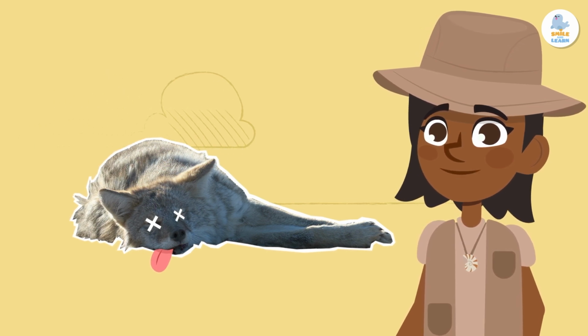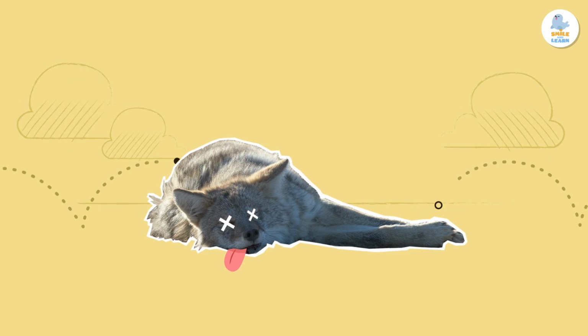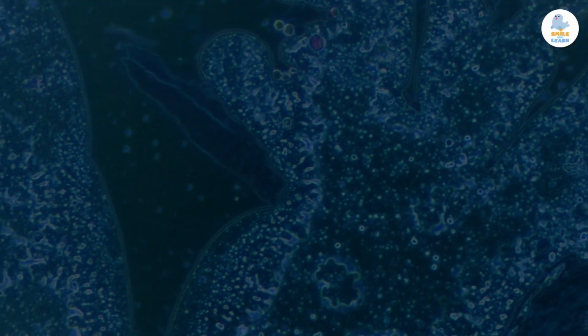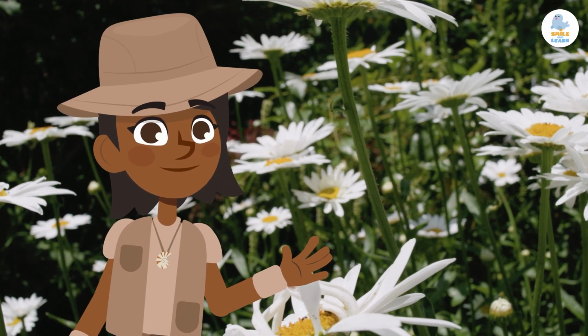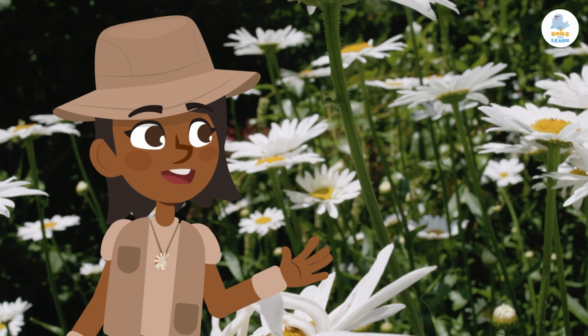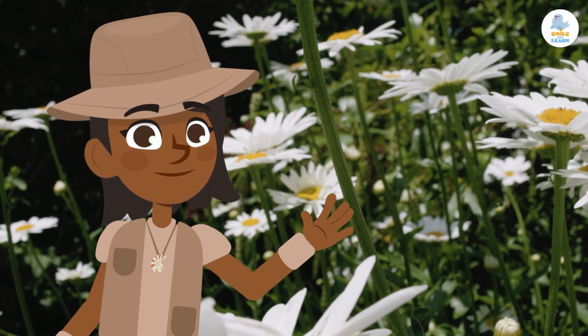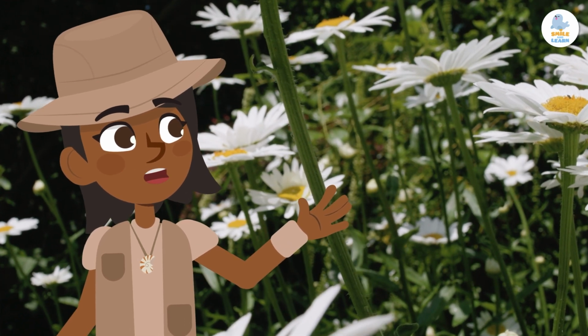But don't worry, this is when things get interesting. Now it's time for the bacteria and fungi to do their job. We can't see them, but they're everywhere. They will eat the coyote's body. When they do so, they turn the coyote into nutrients that the plants can use to make their own food. Amazing, right? And so the food chain starts again.